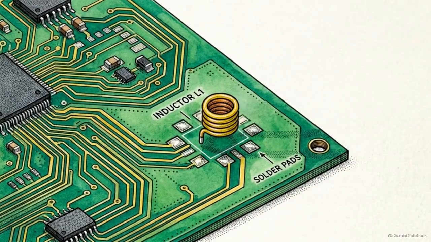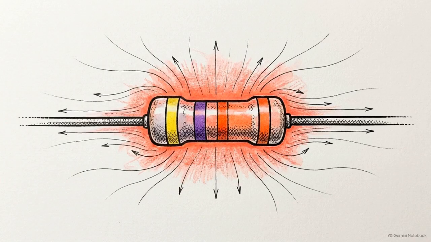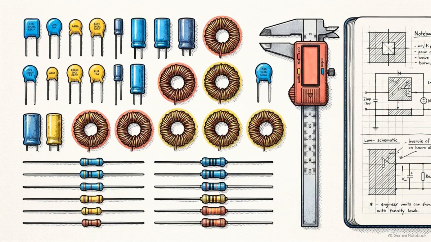This equation shows a final alternative form, expressing the Q factor through the specific values of resistance, capacitance, and the resonant frequency. Regardless of the form used, resistance remains the primary limiting factor for a circuit's selectivity. The quality factor is a rigid physical constraint, determined entirely by the component values selected during the design process.